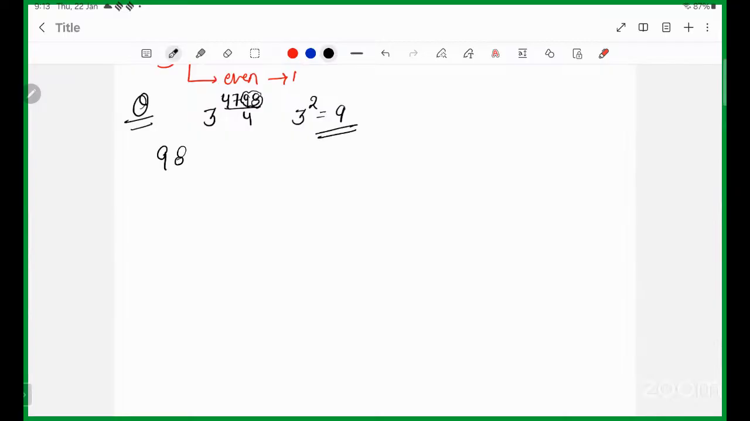Here I will divide 98 by 4. Then remainder will be 2. So here it will be 3 raised to power 2.